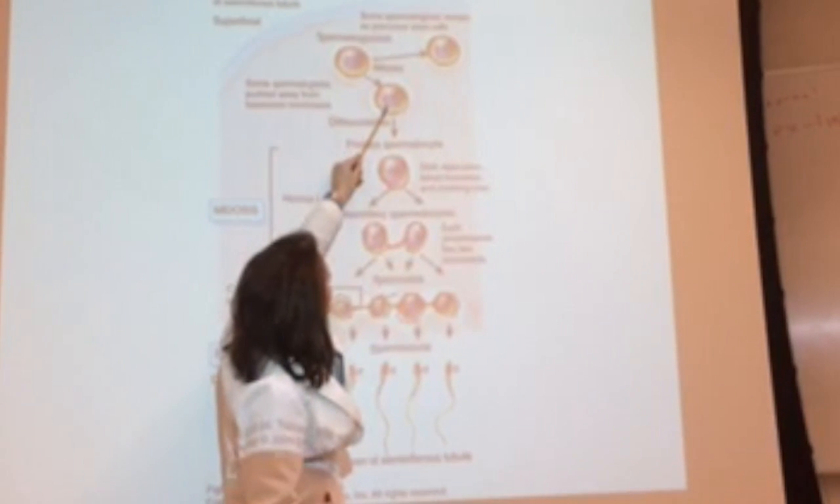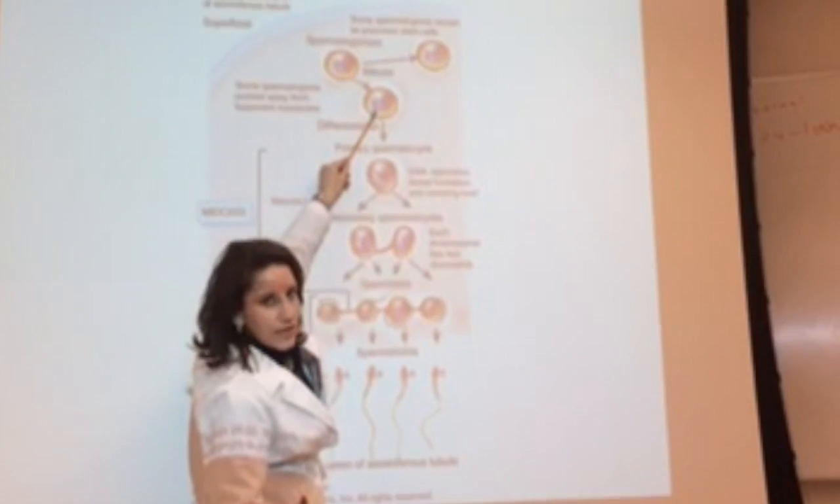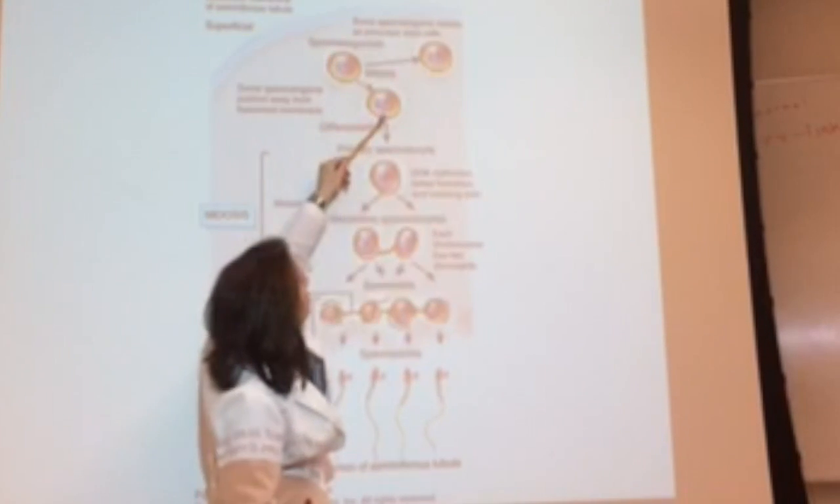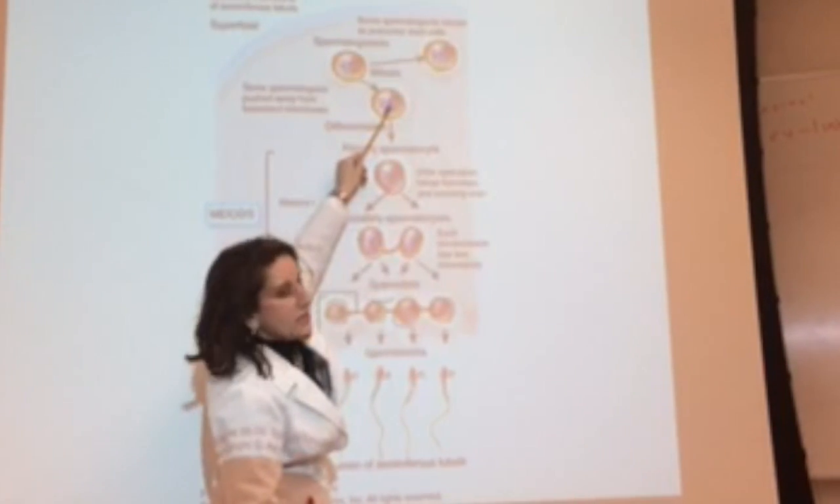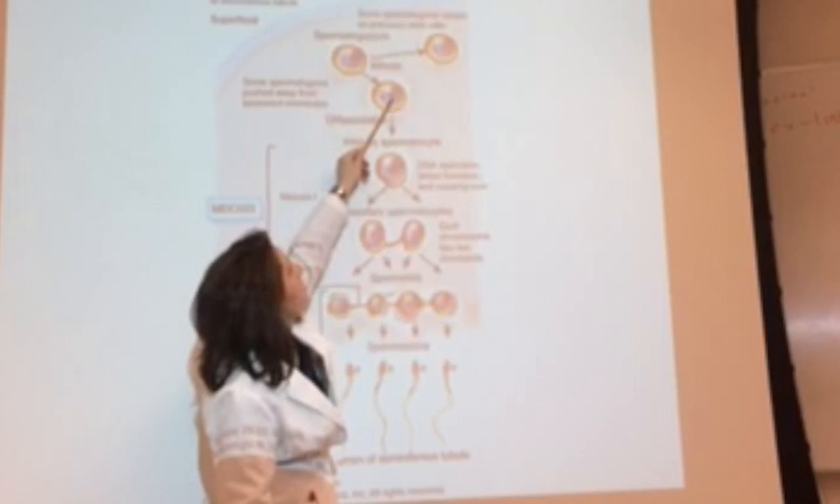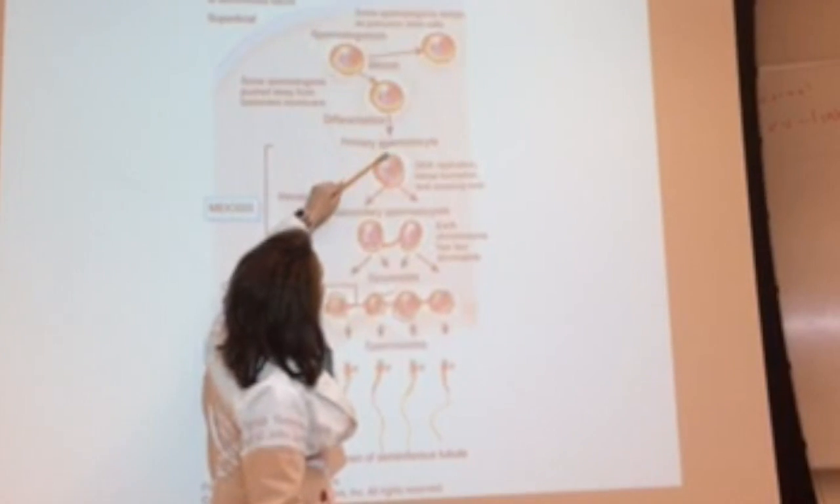So it's got 2N, which is 2 sets of 23, which is 46 total, 2N. So N is 23. 23 came from your mom, 23 came from your dad. That's why you have 2 parents, 2N. Okay? So now, it has to go to primary spermatocyte.